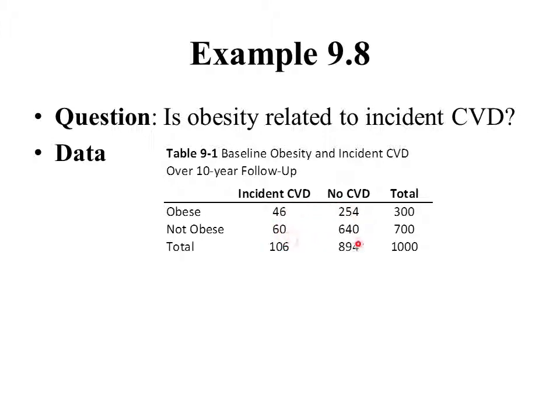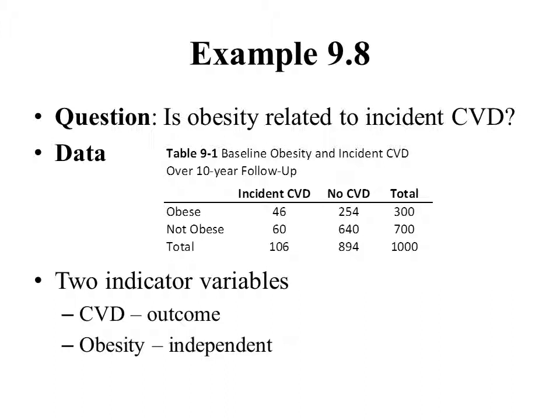And the numbers in the center tell us how many specifically in each group did or did not get cardiovascular disease. Okay. Now, we have two indicator variables involved in this scenario. Remember, an indicator variable, we mentioned this term in one of the previous parts dealing with regression. An indicator variable is maybe another name for a dichotomous variable. It has either two outcomes.